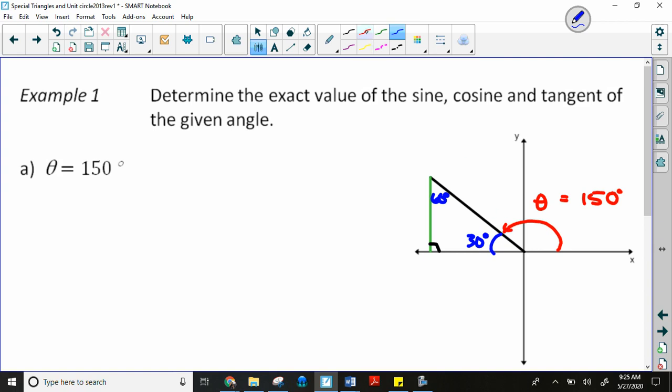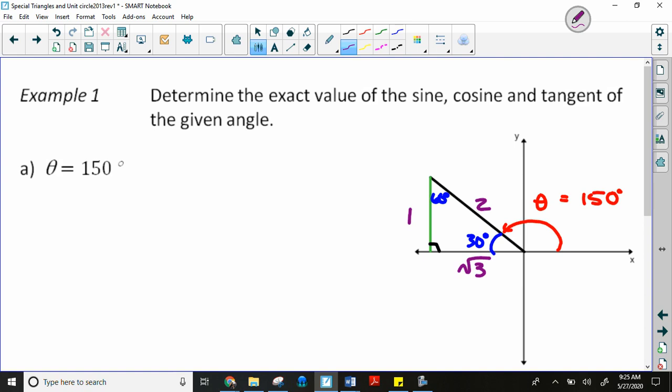Opposite the smallest angle is the smallest side. Then the next smallest side is opposite the next smallest angle. And then across from the right angle is the hypotenuse, the largest side. That's how I memorize my 30, 60, 90 triangle. But let's be careful. Okay, we've got our triangle on there. That's awesome. We got the correct sides.